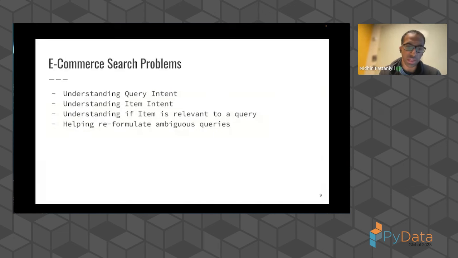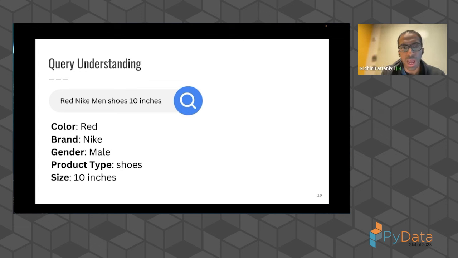So I would say in an e-commerce search space, there may be 4 problems, and I have a diagram that illustrates these problems. So let's just go to these problems directly. The first thing is understanding the intent of a user's query. Let's say you go to Amazon or Walmart or whatever e-commerce retailer, and you type something like red Nike men's shoes 10 inches. You want the backend or the vendor to basically understand that this user is talking about these certain types of attributes.